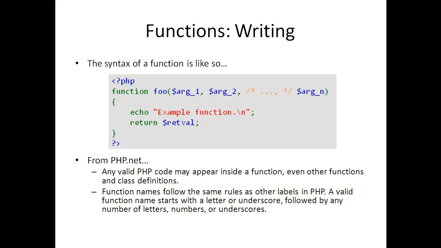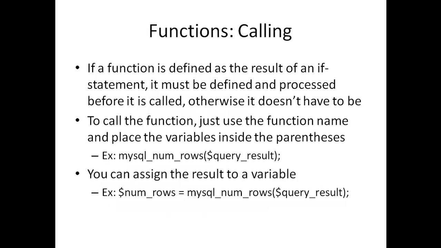From php.net, any valid PHP code may appear inside a function, even other functions and class definitions. You can have nested functions. I don't think I've ever needed a nested function, but you can have them. Function names follow the same rules as other labels in PHP. A valid function name starts with a letter or underscore, followed by any number of letters, numbers, or underscores. It's the exact same rules as the variable naming convention.